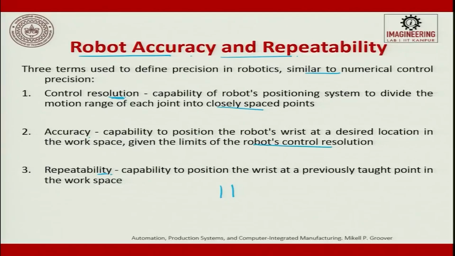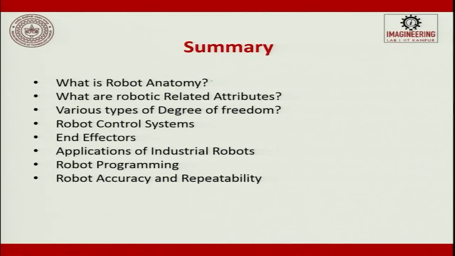Accuracy is the capability to position a robo wrist at a desired location in the workspace given the limits of the robotic control system. So, to summarize what we covered: robo anatomy, robotic related attributes, degree of freedom, control systems, different types of end effectors, application of industrial robo programming, and accuracy and repeatability. These are the topics which we covered in this lecture.